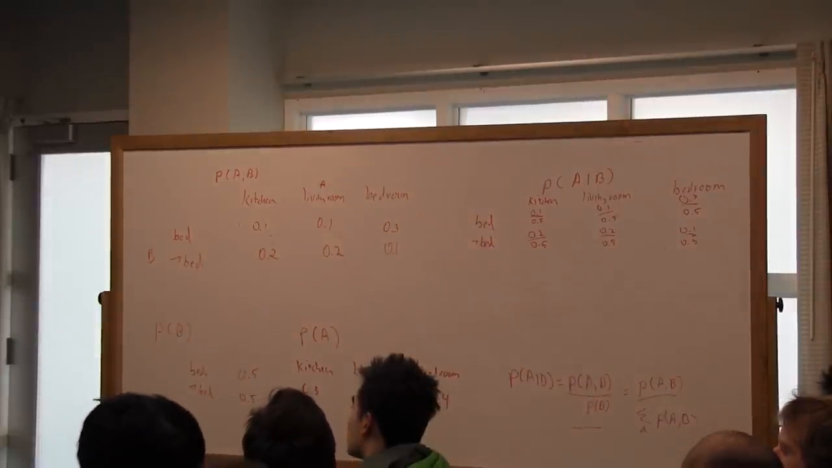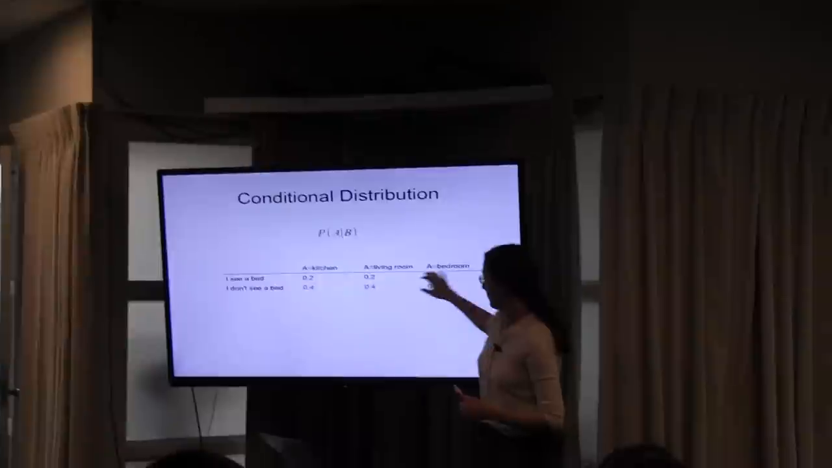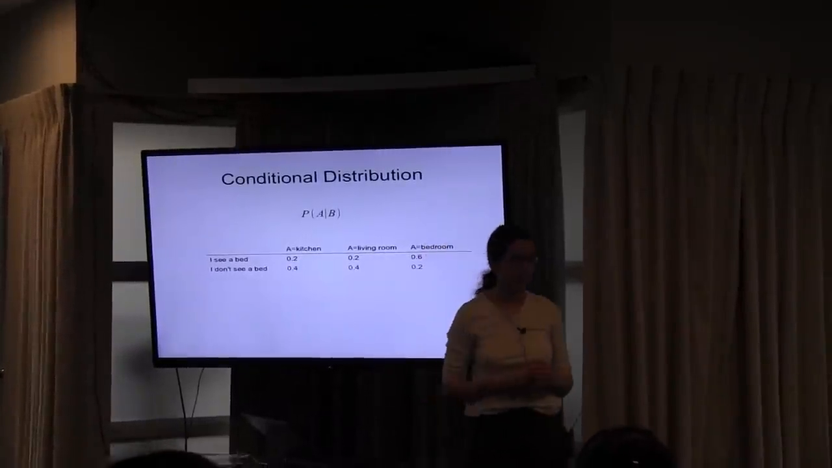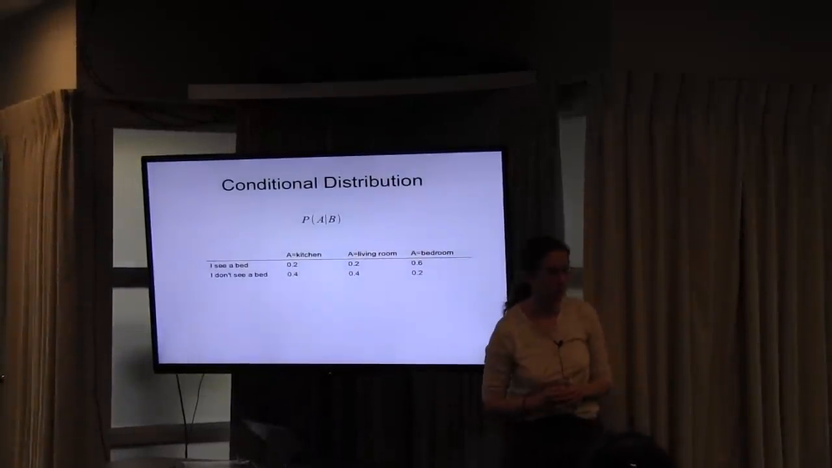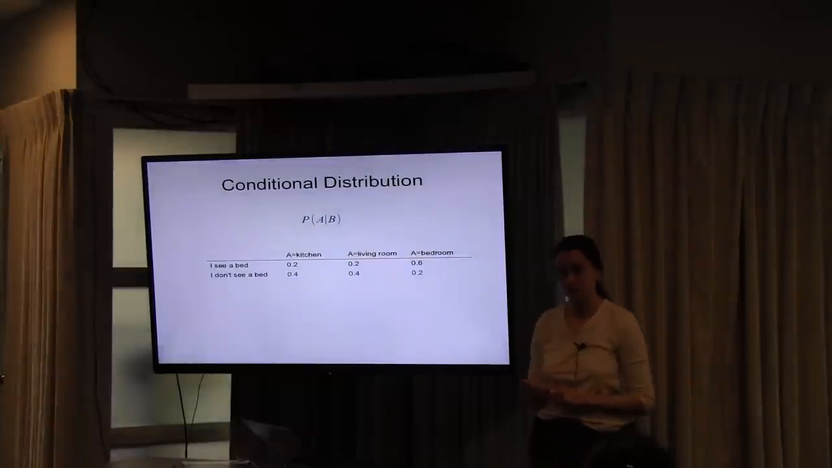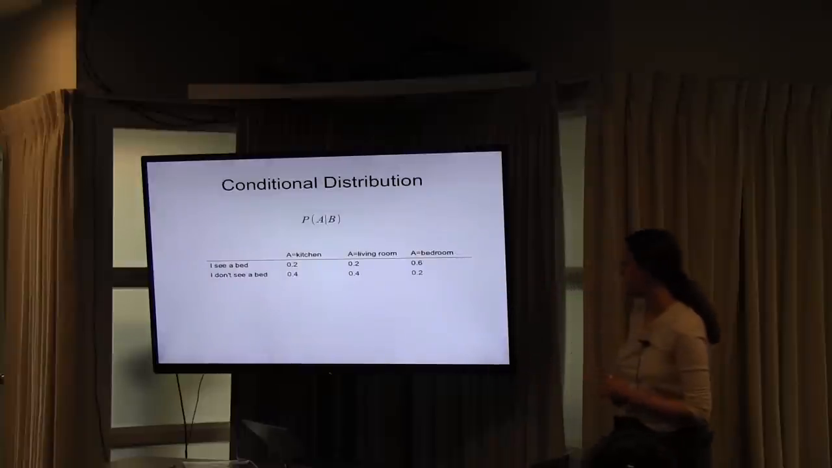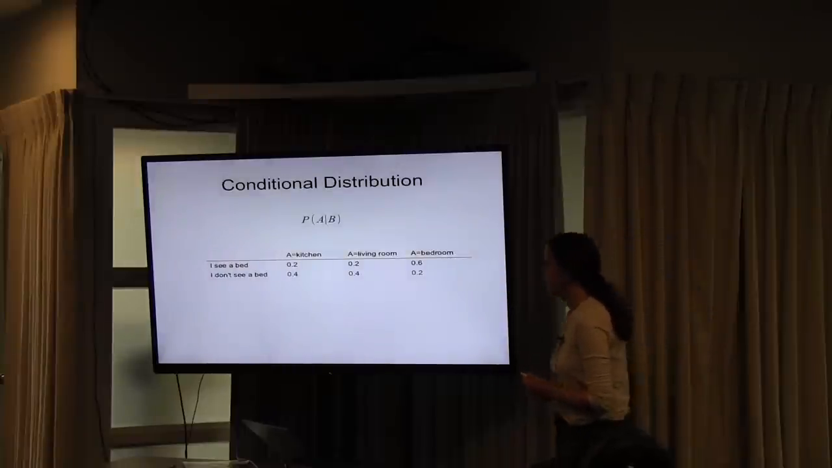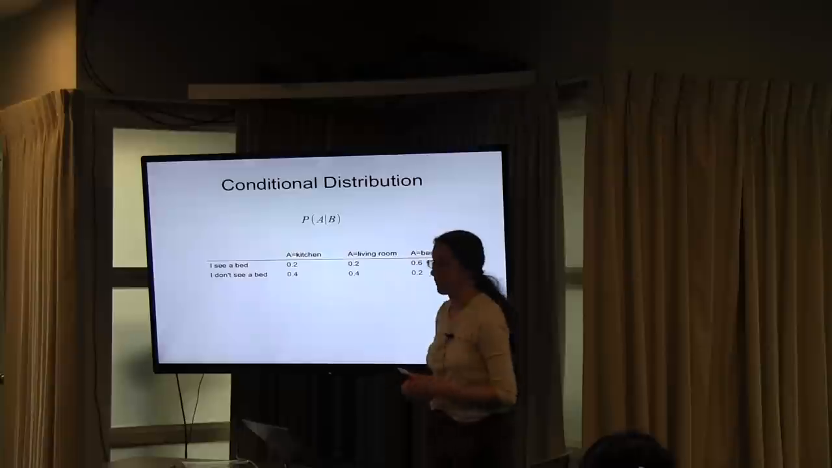Yeah, another way to think of it is you're summing them and then dividing by the sum of all of them, right? You're sort of forcing them to be a number between 0 and 1. You're renormalizing the distribution. So here it is. Probability of A given B: given that I can see a bed, I'm likely to be in the bedroom, and if I don't see a bed, I'm not likely to be in the bedroom.